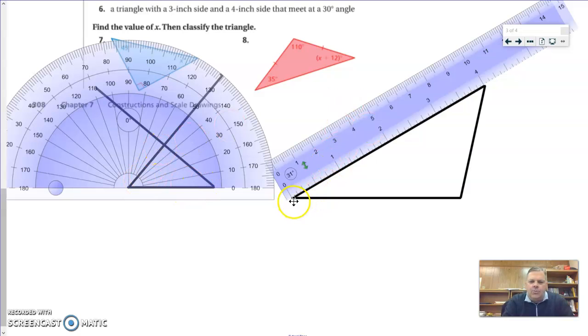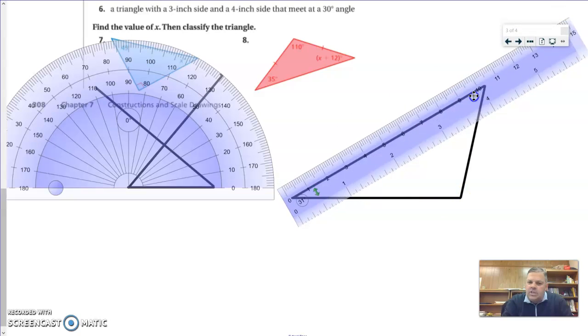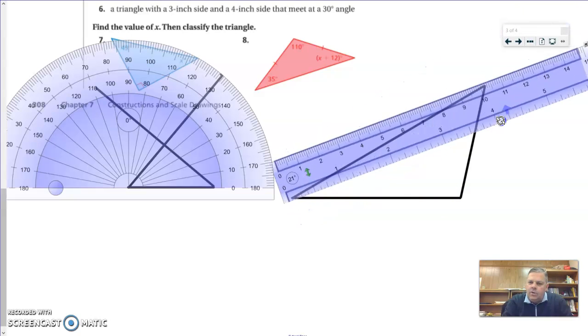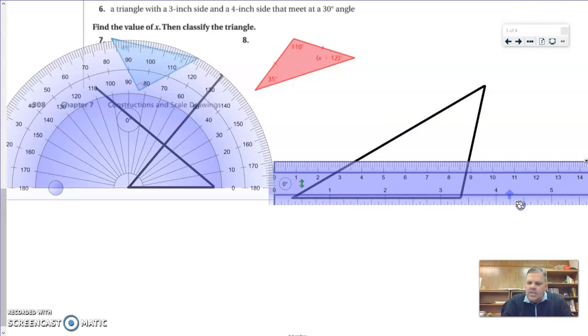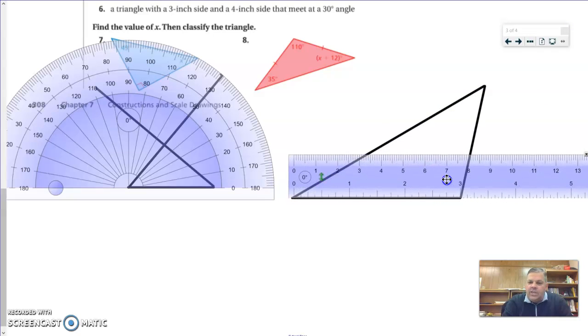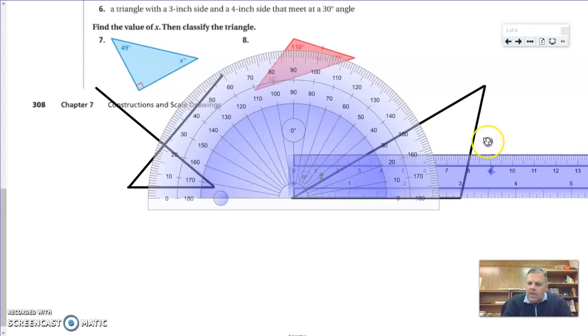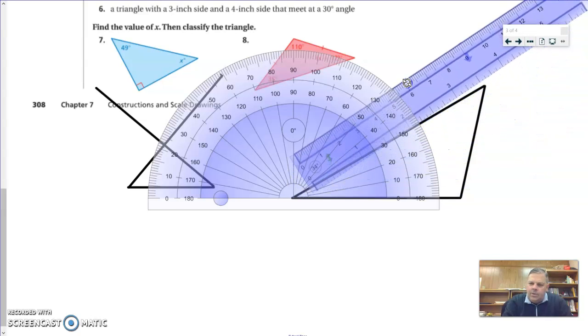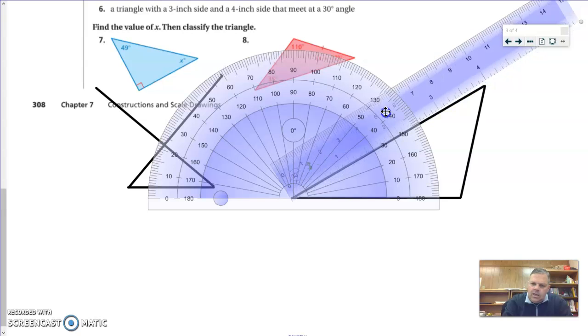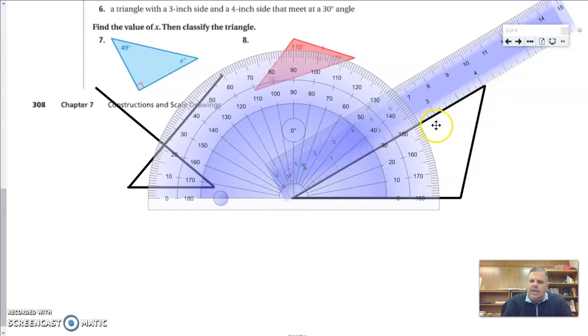In this case, I drew my first side 3 inches on the bottom. I then took my protractor, put my protractor here, got a 30-degree angle, and then I rotated my ruler up so that I can line this up like so. I then drew it out to 4 inches from that, and I connected those triangles.